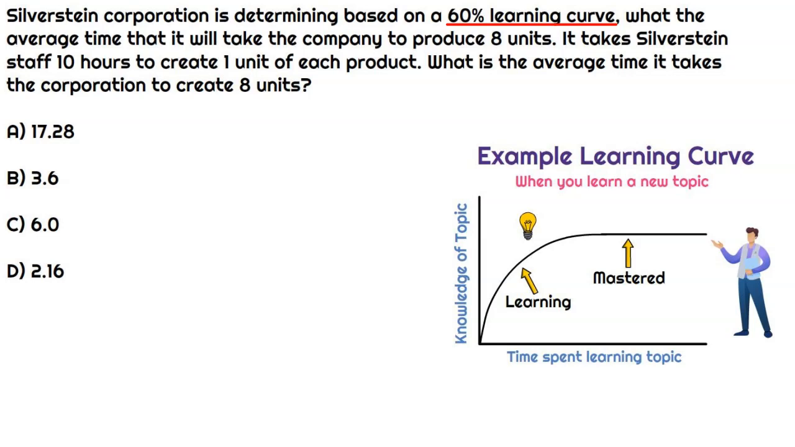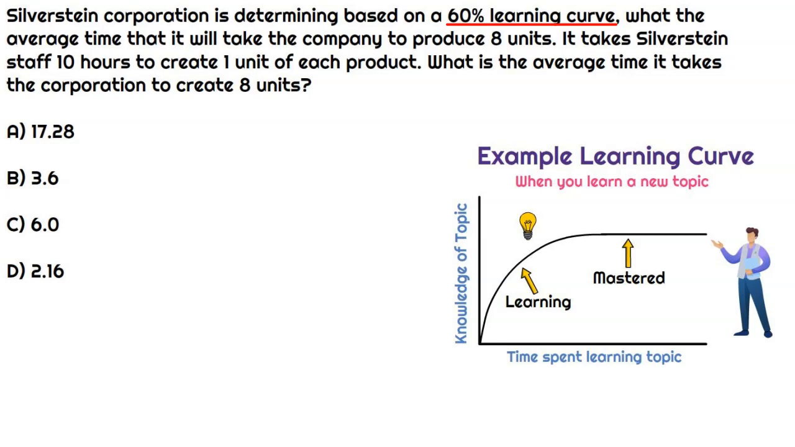So when it comes to the learning curve, the easiest way I like to say it is, think about how you're learning these topics for the exam. When you start out, you don't have a ton of knowledge, but as you learn more and more, and your knowledge grows, as you practice more, the knowledge of the topic goes up, and eventually you get to the point where you flatline. You've mastered the topics, and there are no more practice questions you can do to get any better. Well, the same thing can go for Silverstein Corporation. They'll get better and better at making units, but eventually they will flatten out.